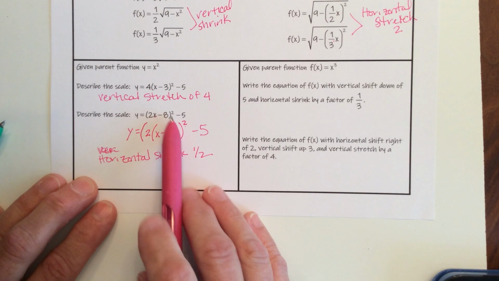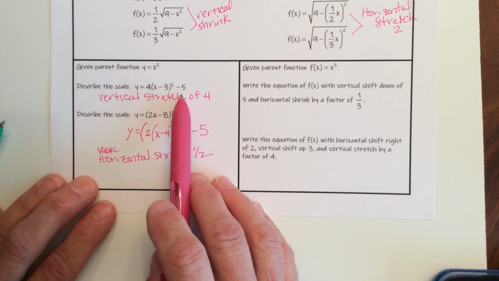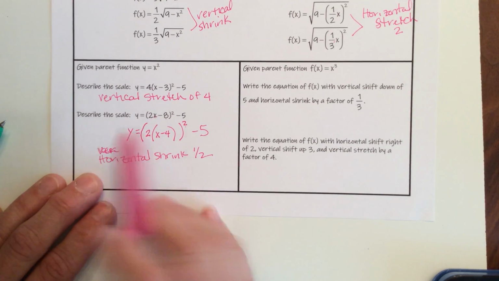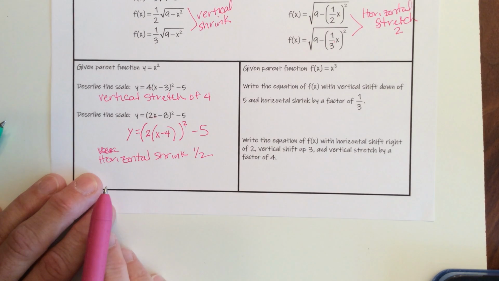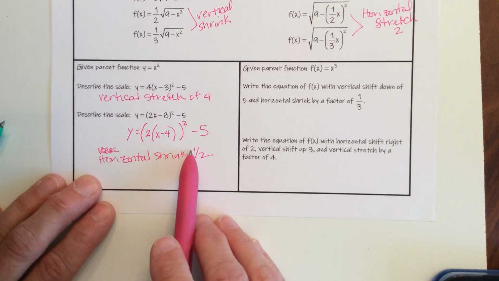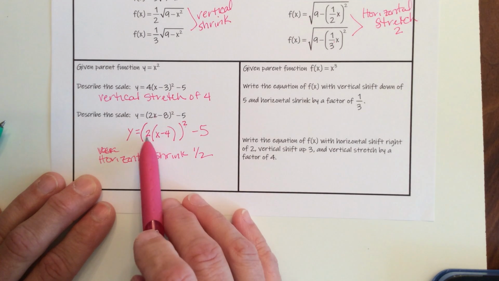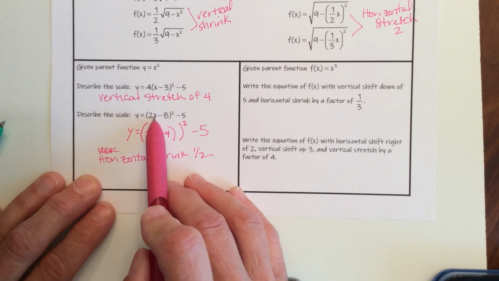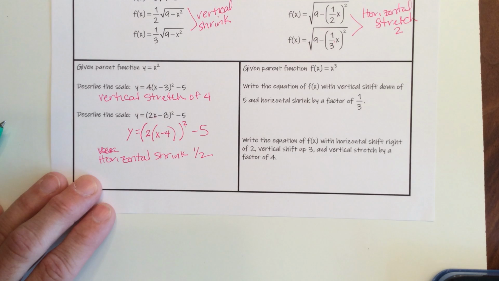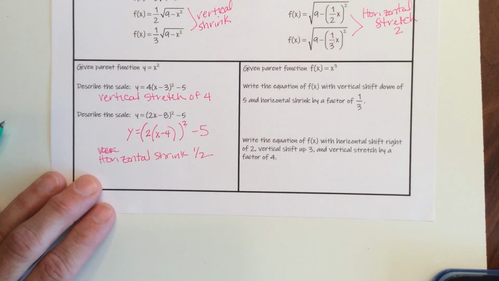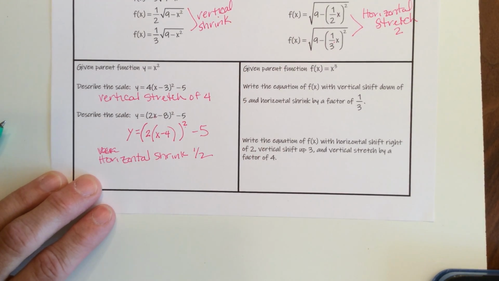Okay, and then let's talk about the other. Oh, I didn't do that up here either. All I'm asked for is the scale. Never mind. So this is all I asked of this problem right here. The horizontal shrink of 1/2. Here we had a vertical stretch of 4. So whenever x has a coefficient, that's going to be the horizontal stretch or shrink. And whenever the 4 is on the outside, that will be the vertical stretch or shrink.